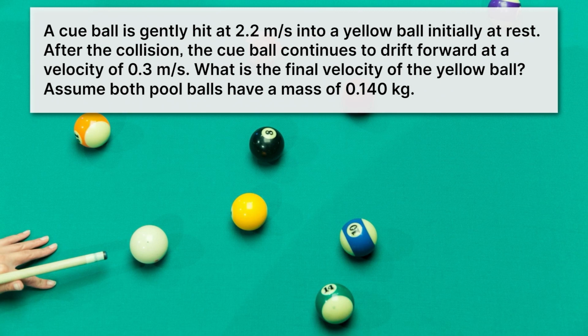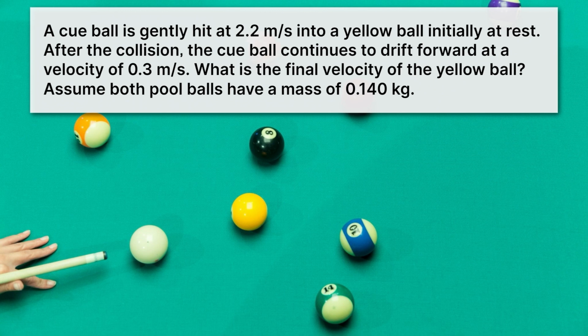Here we're told that a cue ball, which is, by the way, that white pool ball, is gently hit at 2.2 meters per second into a yellow ball initially at rest. After the collision, the cue ball continues to drift forward at a velocity of 0.3 meters per second. What is the final velocity of the yellow ball? Assume both pool balls have a mass of 0.140 kilograms.